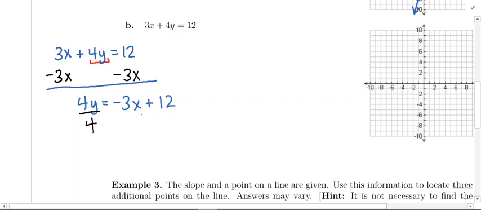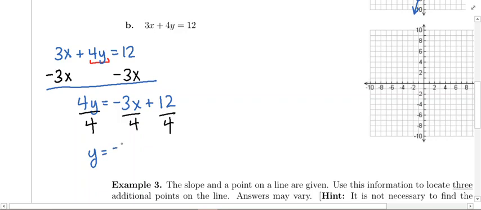Okay, now here comes a part where students can easily make a mistake. When you divide this right side by 4, everything gets divided by 4. Okay, you can't just divide the -3 by 4 or just divide the 12 by 4. Everything gets divided by 4, okay? And so now on the left side, the 4's will cancel.